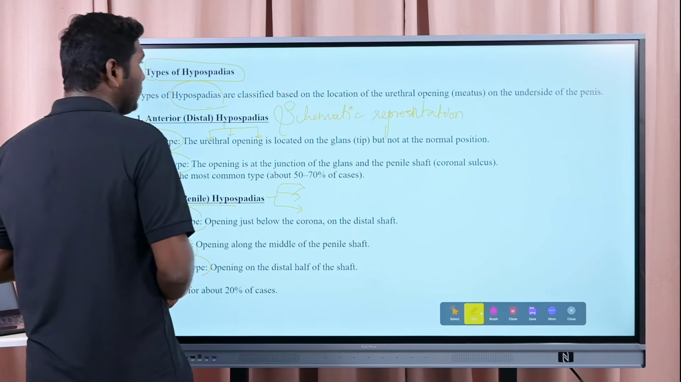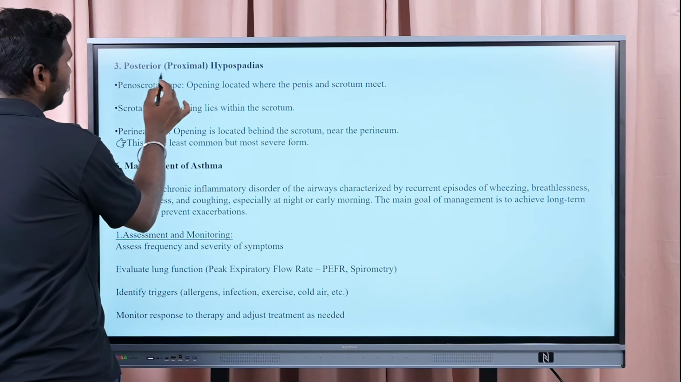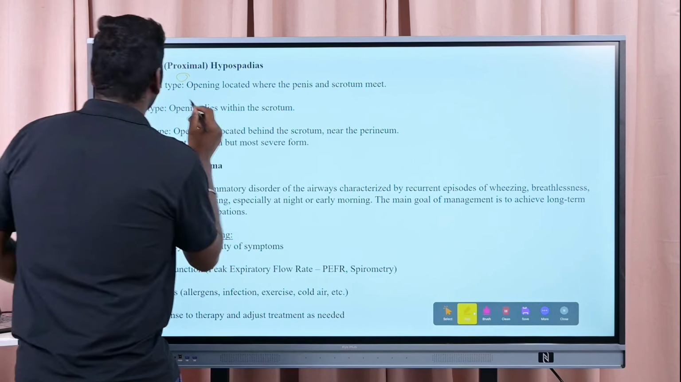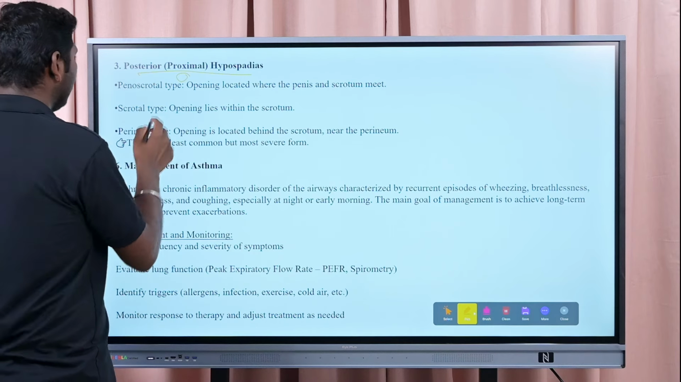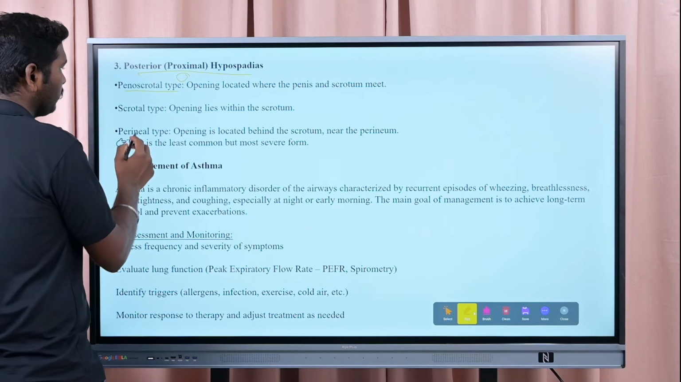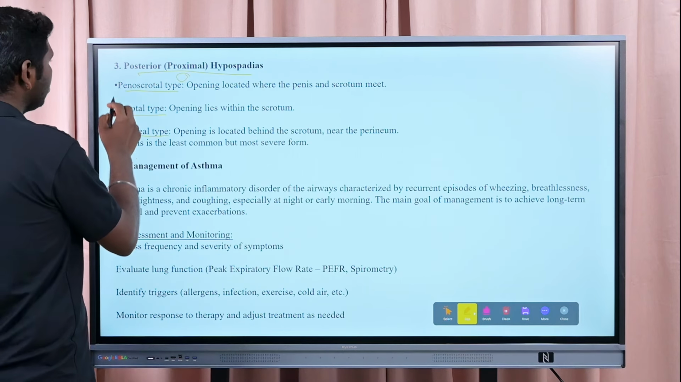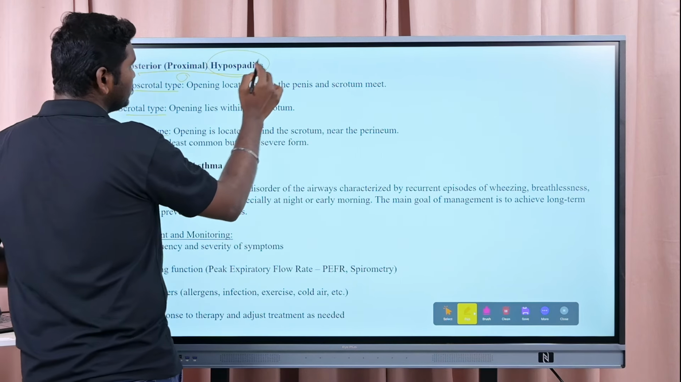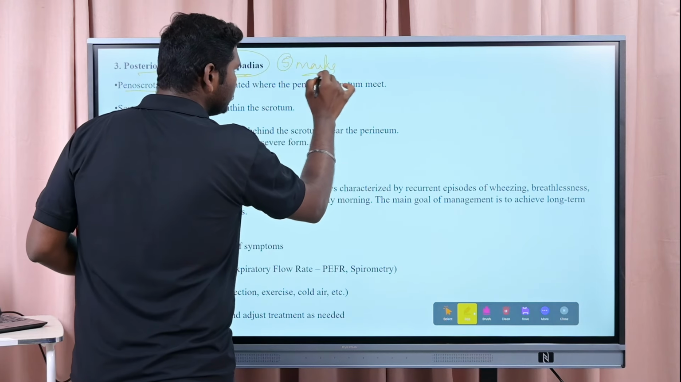Okay, schematic representations are very much important. So next is the third type of hypospadias, that is posterior, which is also called proximal hypospadias, and again it has subdivisions of penoscrotal, scrotal type and perineal type. So these are the types of hypospadias which you can directly write for your 5 marks along with the definition.